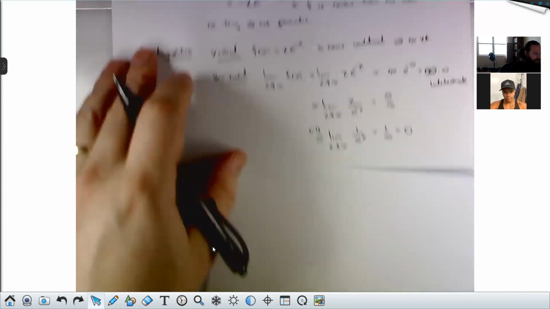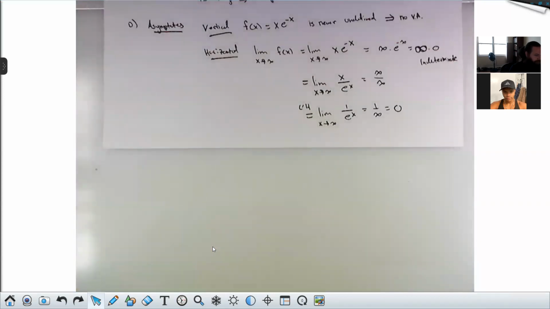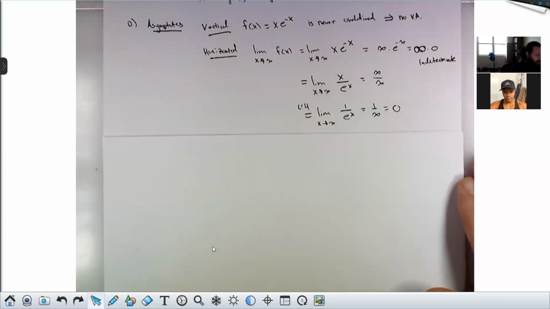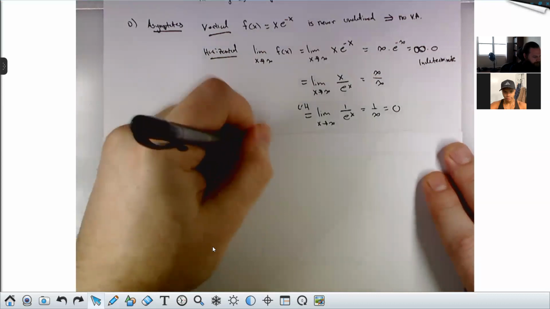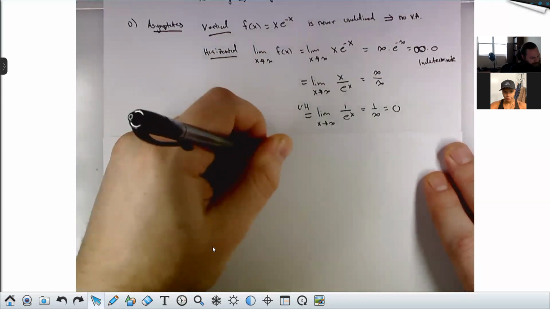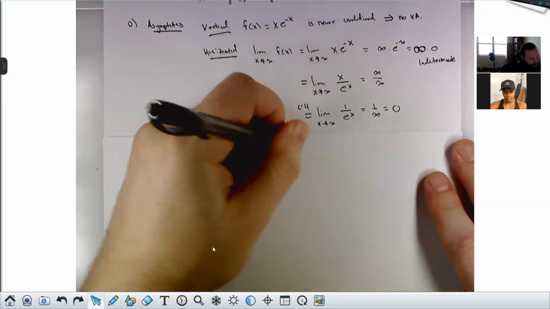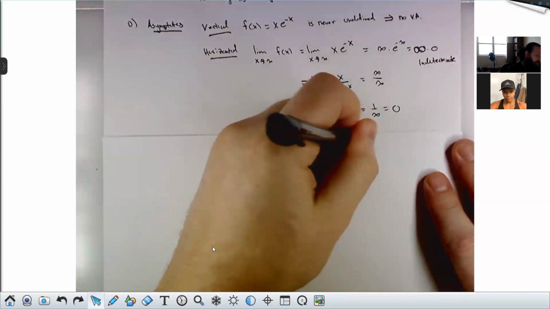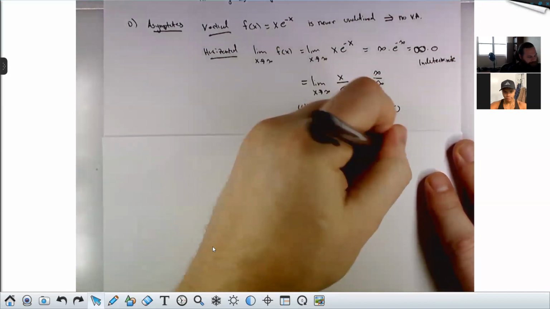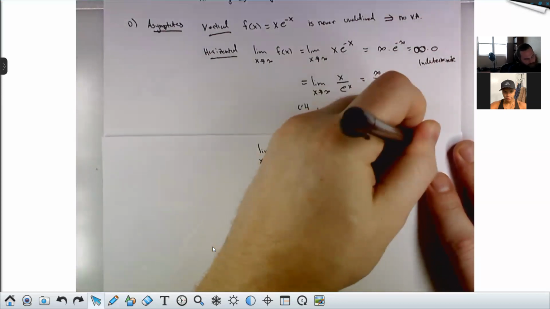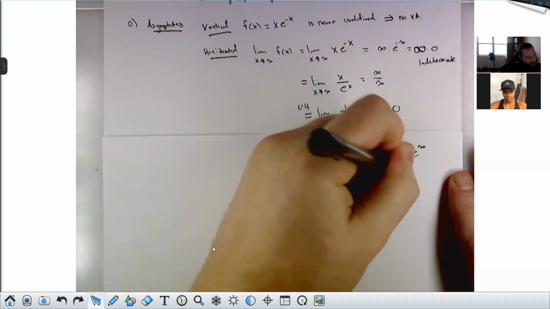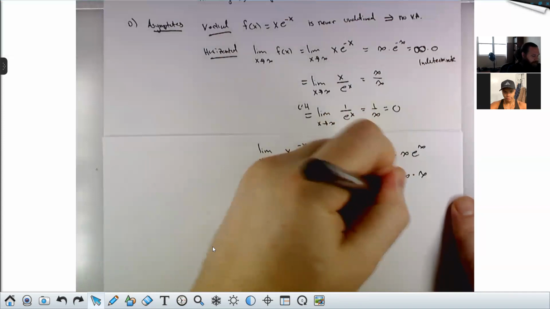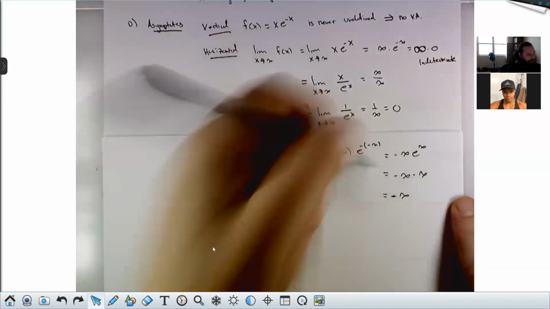I also need to look at the limit as x goes to negative infinity. Maybe this has a different horizontal asymptote on the other side, like the arctan function. So the limit as x goes to negative infinity of x e to the negative x, what does that look like? Well, that's negative infinity times e to the negative negative infinity, which is negative infinity times e to the positive infinity. And e to the positive infinity is infinity. So this is negative infinity times infinity. That's not indeterminate. That's just negative infinity.